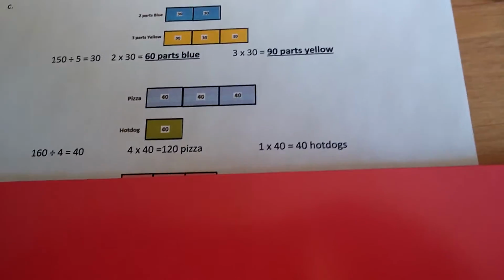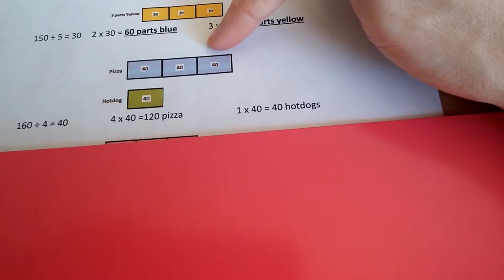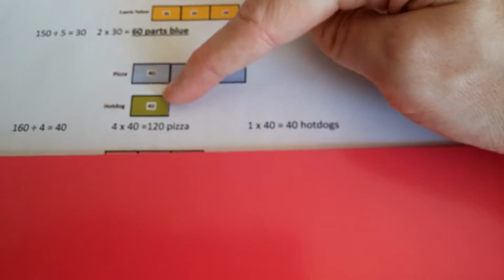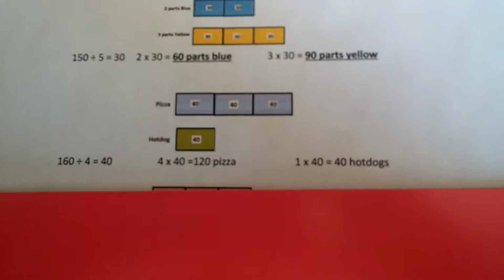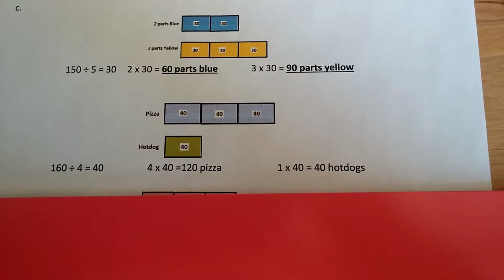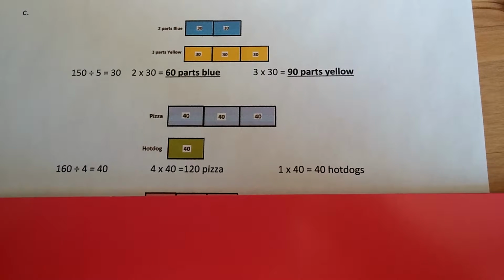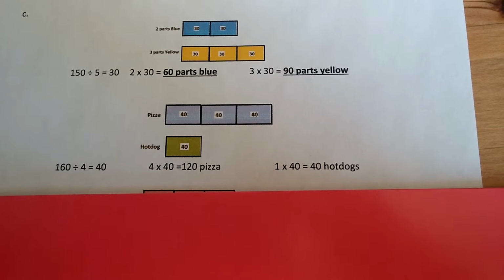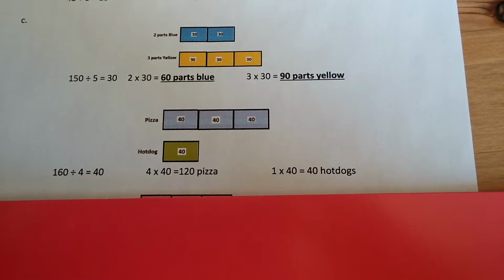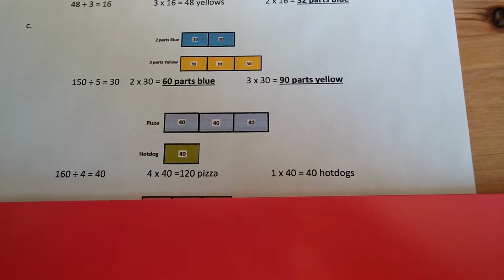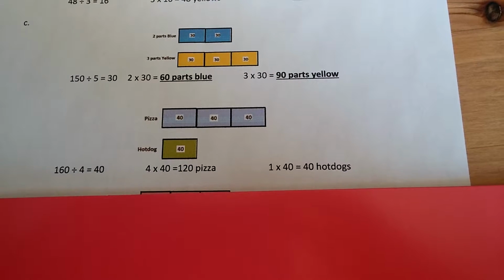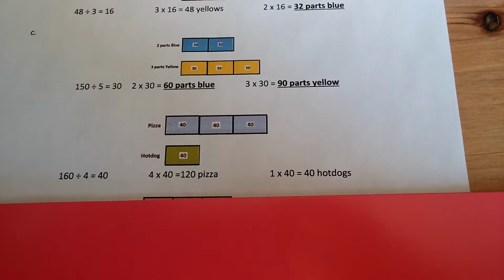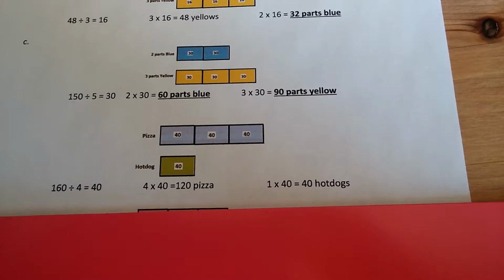We have our strip diagram. 3 to 1. For every 3 pizzas, there's 1 hot dog. So the very first thing we did was divide 160 by 4, and that gave us 40. And then we can solve the problem by saying 4 times 40 equals 120 people who got pizza. And we can also solve 1 times 40, which gives us 40 hot dogs.